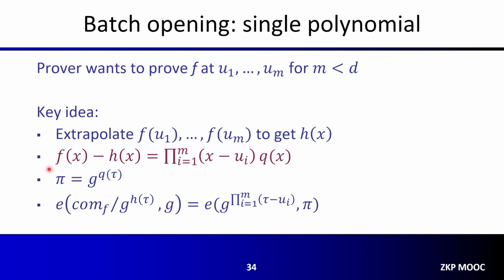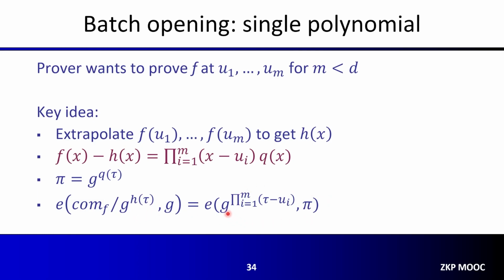Finally, we can check this polynomial equation at point tau using the pairing again. On the left-hand side, we are going to compute the pairing between the commitment divided by g to the h of tau and the generator itself. And the verifier is able to compute this g to the h of tau using the global parameters.